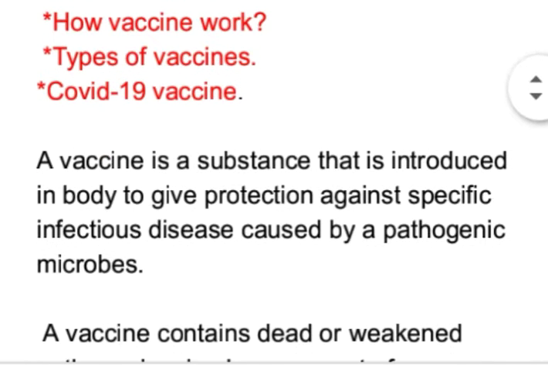First of all, what is a vaccine? A vaccine is a substance that is introduced in the body to give protection against a specific infectious disease caused by a pathogenic microbe. Pathogenic means disease-causing microbe or microorganism. So the vaccine provides protection against pathogenic, disease-causing microorganisms. Protection means it provides immunity against them.